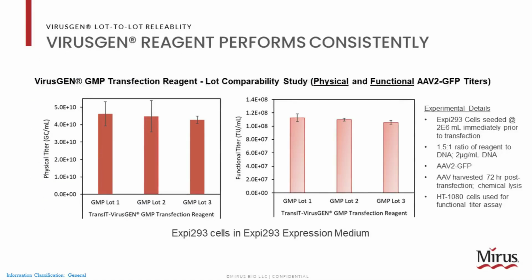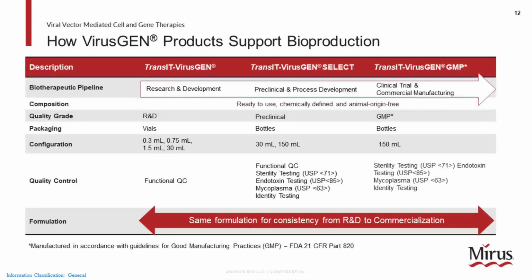VirusGEN, like any GMP reagent, has been tested for lot-to-lot comparability via both physical titers, these would be DNA-based assays such as genome copies, as well as functional or infectivity assays measured in transducing units per mil. VirusGEN comes in various grades and volumes to support you in every step of bioproduction. All grades are chemically identical, differing only on testing, packaging, and manufacturing quality.